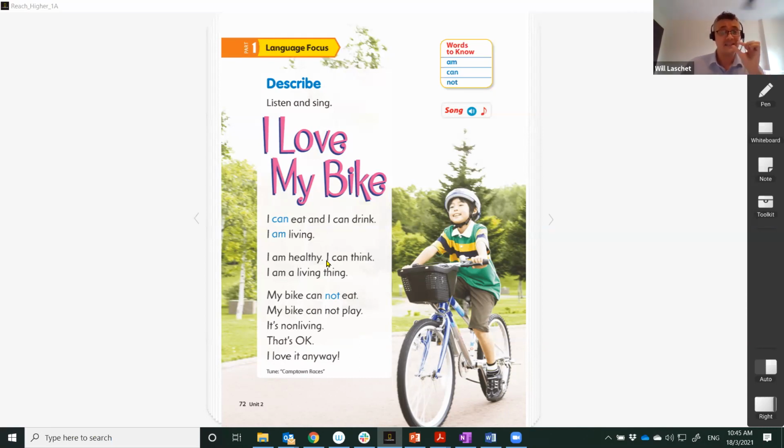I can eat and I can drink. I am living. I am healthy. I can think. I am a living thing. My bike cannot eat. My bike cannot play. It's non-living, that's okay. I love it anyway.